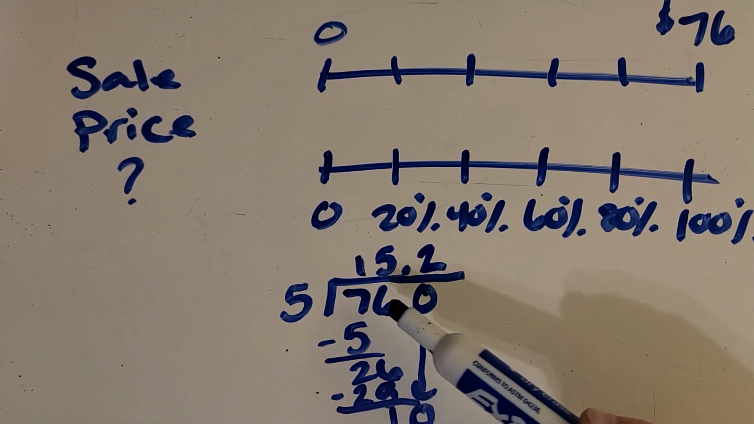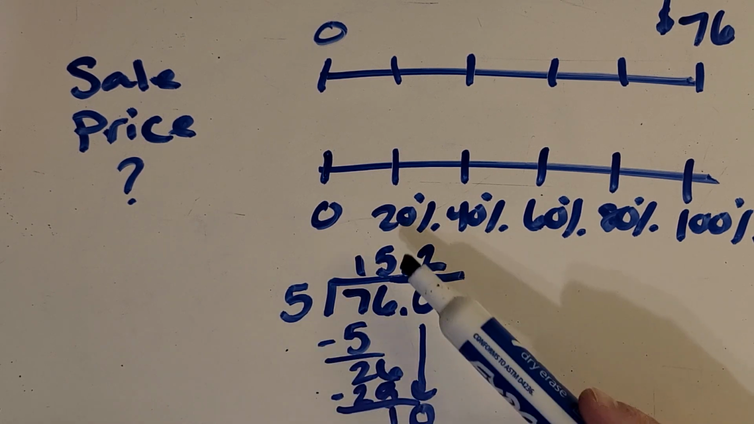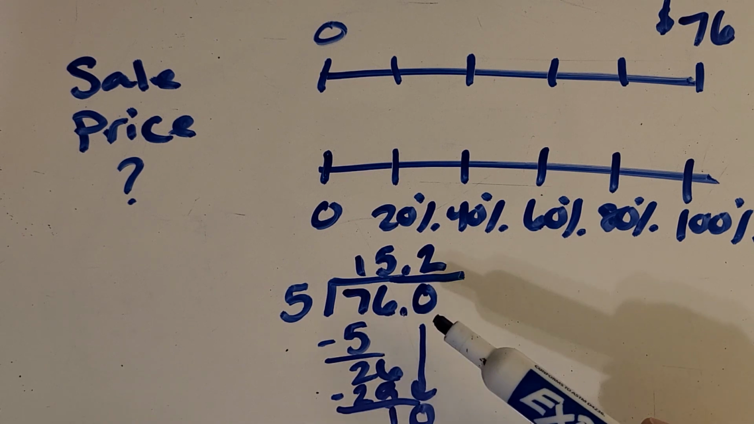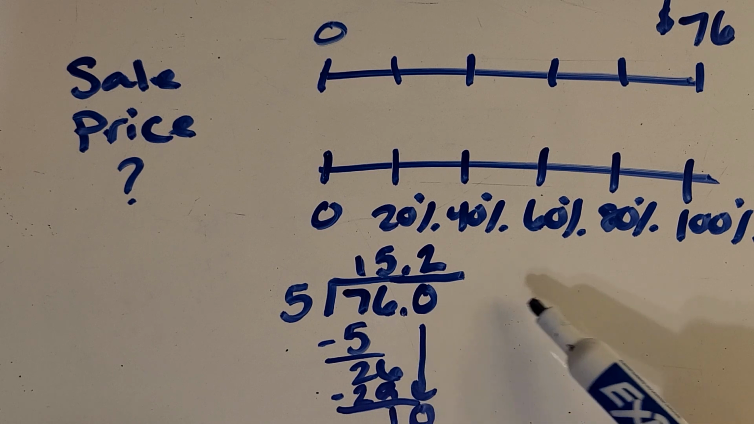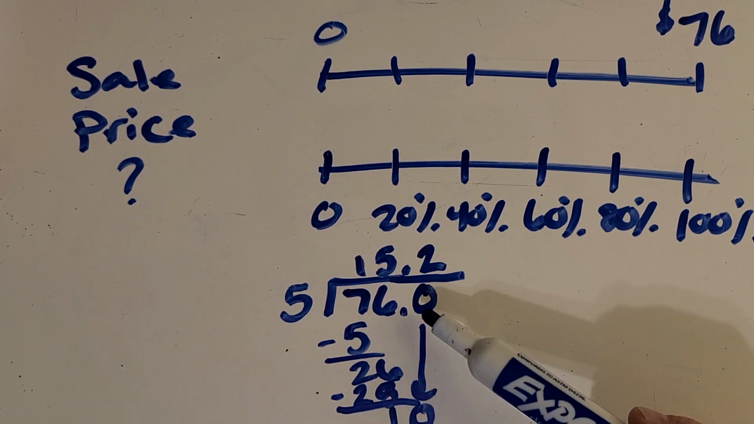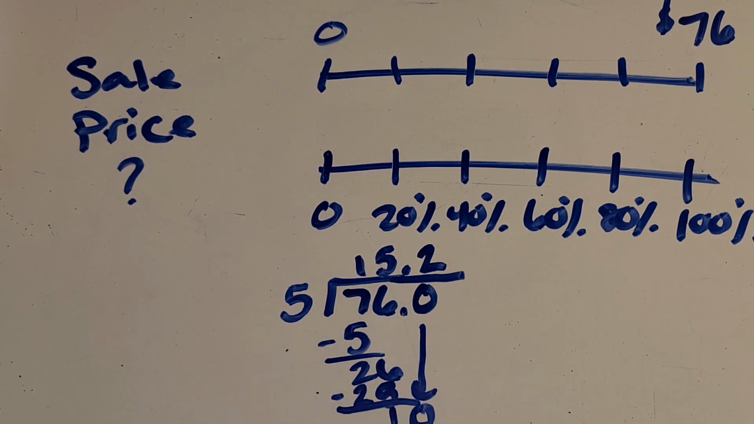So, 76 is not a multiple of 5, so it's not going to work out perfectly. But if you put a 0.0 on the end, and you can really do this as many times as you want to, just more zeros, then you'll have more digits to work with that you can bring down and continue the division until you've got no remainder.